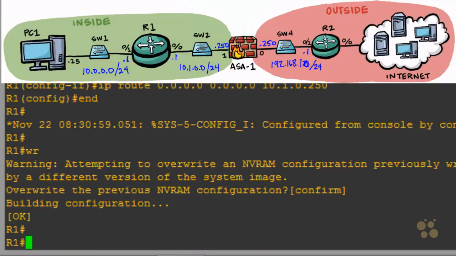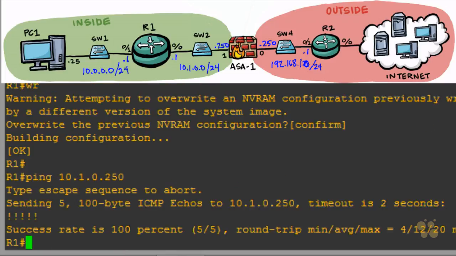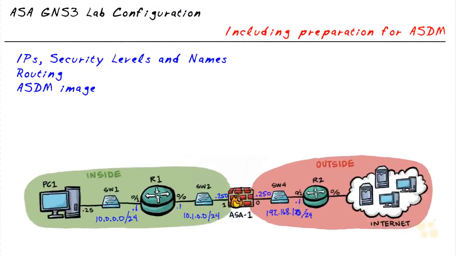And once again, we'd also want to click on the Save Project button as part of GNS3, so GNS3 can remember all the details as well. And just for grins, let's do a quick ping of 10.1.0.250 just to make sure that we can reach our default gateway, which is the ASA Gig 1 interface. And sure enough, we got 5 out of 5. That's fantastic.